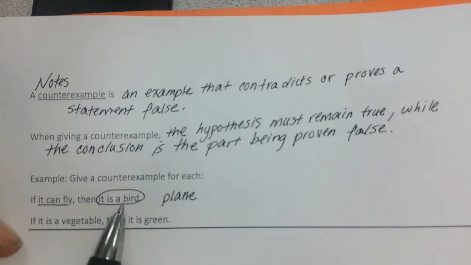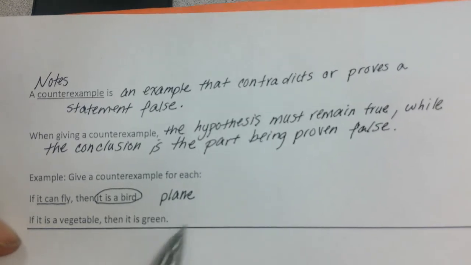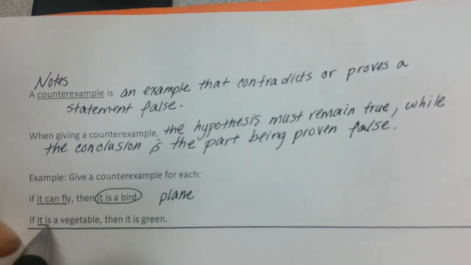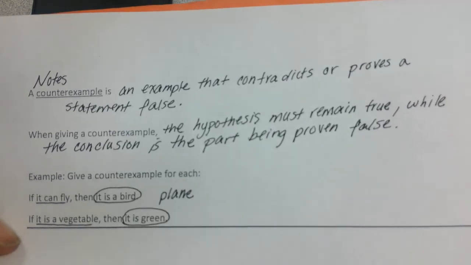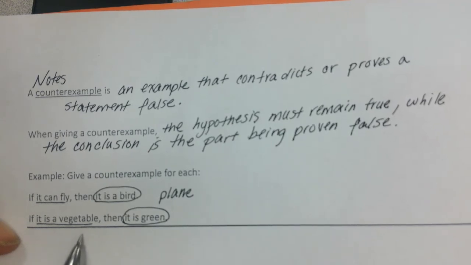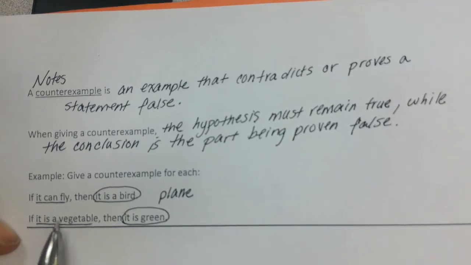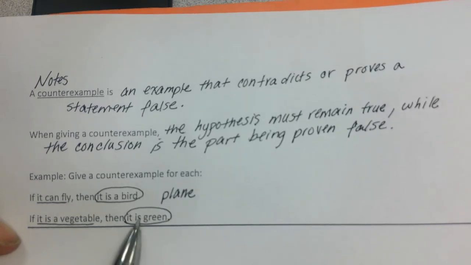So again, another example. If it is a vegetable, then it is green. My hypothesis is it is a vegetable. The conclusion is it is green. Since this is not a true statement, I have to prove that this part still has to be true. It has to be a vegetable. It just can't be green. So I can say a carrot.